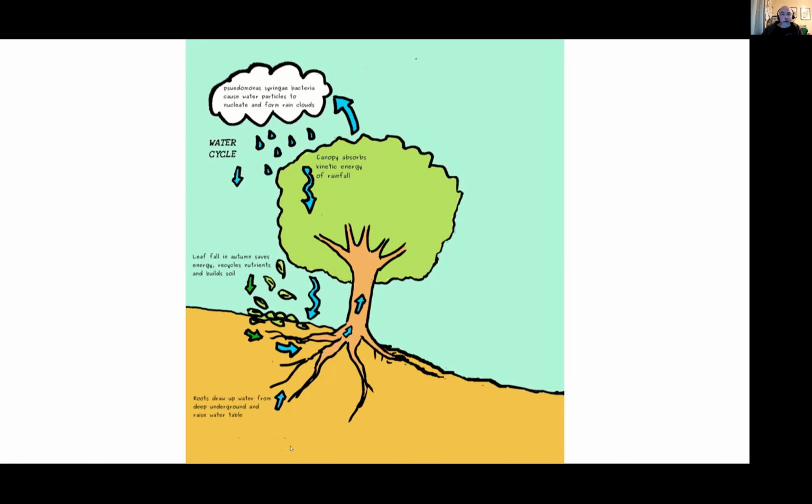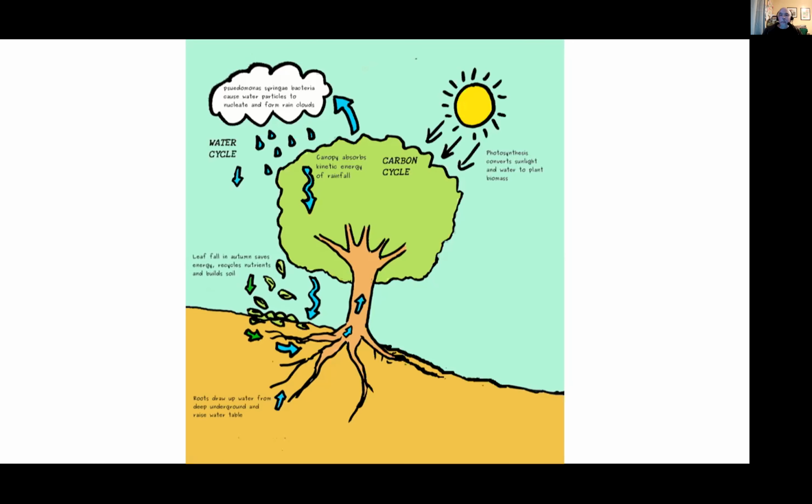So you've got this whole cycle going on here of the tree drawing up water, transpiring that into the atmosphere, forming rain clouds, and the rain coming back down again, and the tree is playing an active role in that process. So that's a brief tour of the water cycle, and we'll have a quick look at the carbon cycle next.